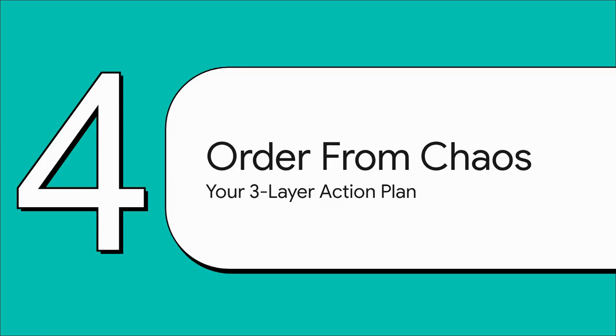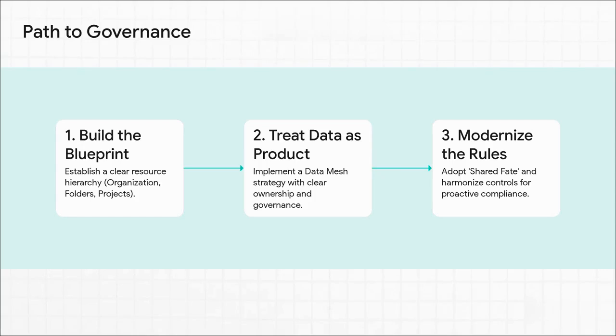Okay, so let's pull this all together. We've talked about how to go from that initial chaos to a clear three-layer action plan that gives you structure, a smart data strategy, and modern governance to tie it all together. So here's your path forward. Number one, build that blueprint with a clear, logical hierarchy. Number two, start treating your data like a product using a data mesh strategy. And number three, modernize your rules by embracing that shared fate mindset and harmonizing your controls. These three layers really build on each other to create a cloud environment that's truly well-governed.